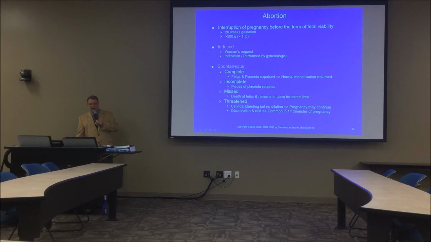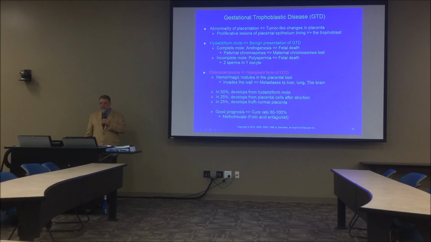The threatened type is the one that typically many women have, and pregnancy must continue or may continue. If it's over 20 weeks, some of them, if they had a spontaneous rupture of membranes, the baby has to be born. So that's the prematurity of some cases. Observation and rest is very common in the first trimester of pregnancy because of a threat in this manner.